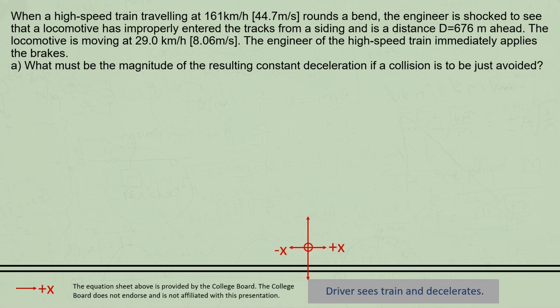The small subscript t just stands for train. x0t is 0, since we're modelling the front of the train, and it's at the origin we choose at time t equals 0. Its initial velocity is 44.7 metres per second, and its final velocity is 8.06 metres per second. Many students assume that the final velocity of the train must be 0, but it only needs to slow down to the same velocity as the locomotive, because from that time on it will be travelling slower than the locomotive, so it will be unable to collide with it. We need to calculate the train's acceleration.